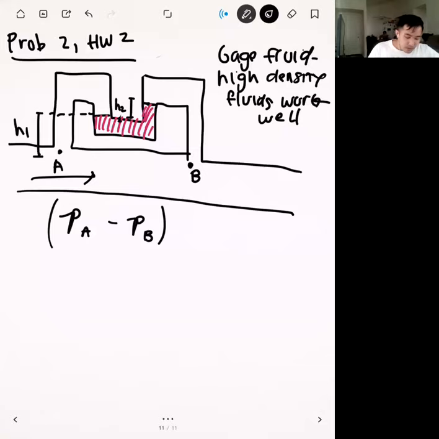What this problem wants us to do is to use the manometer and get an expression for PA minus PB. I know in the homework that I plugged in numbers for this, but I think it's good practice to run through these kinds of problems without the numbers, just so that you get some practice doing that. Okay, so let's start doing this.